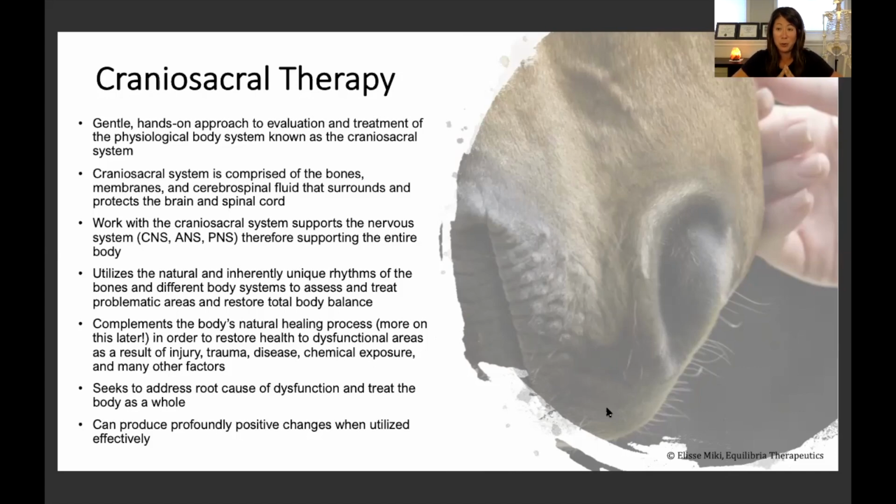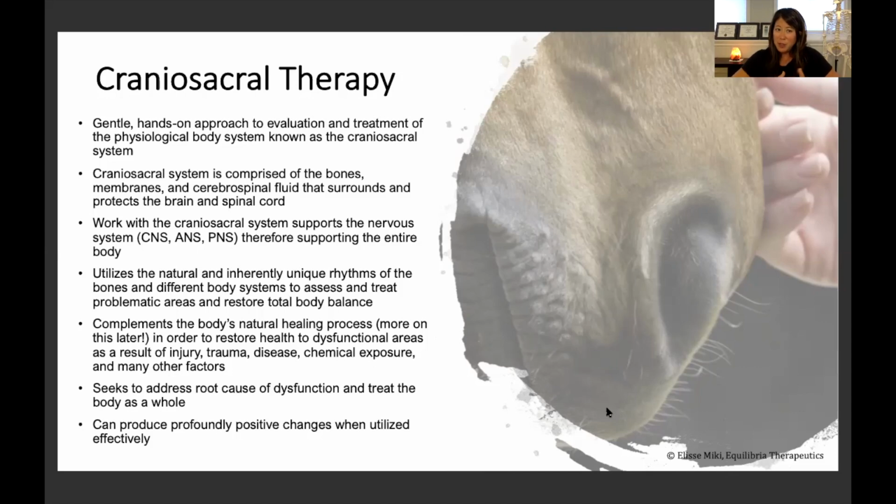This can help to treat injuries, traumas, disease, as well as chemical exposures. Because of the connection with the central nervous system, we're able to affect lots of the organs, the blood, and the nerves just through working with the cranial system.